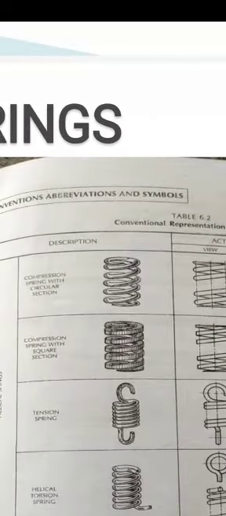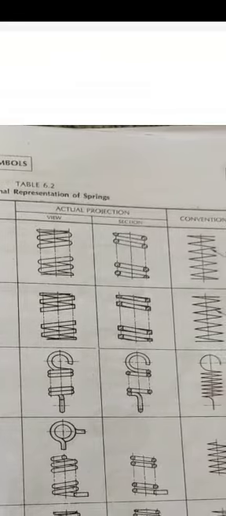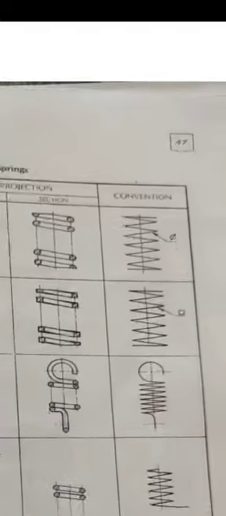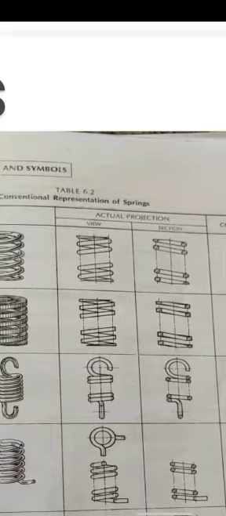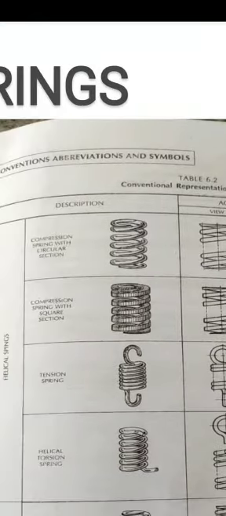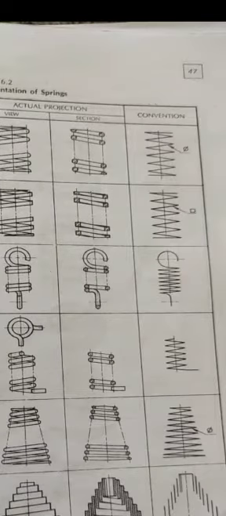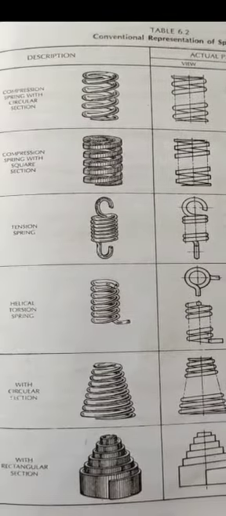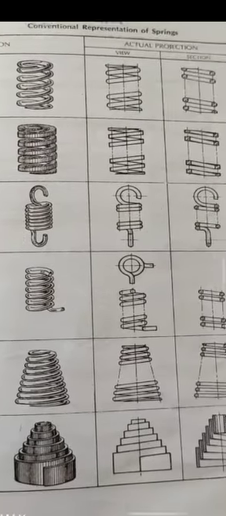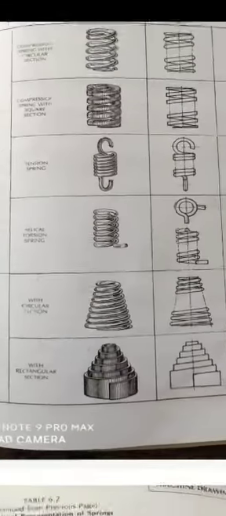Compression spring with square section in the front view and the section view. Next one, this is denoted with a square box, like the circular section. Next one, the tension spring. It is used for tension purposes. This is represented in the conventional mode in drawing. Helical torsion spring. This is the symbol with circular section.